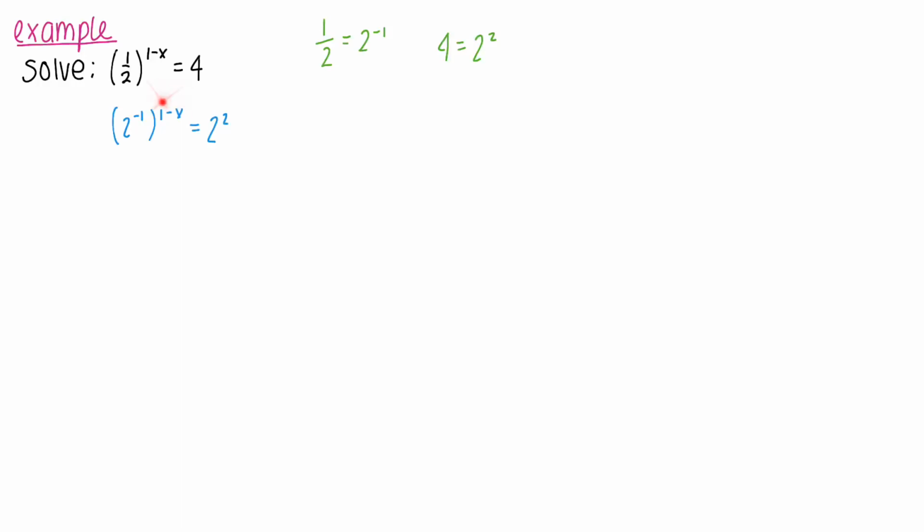So now we are going to multiply these together so that it's all one exponent. So that'll be negative 1 plus x. So what I did was negative 1 times 1 minus x. You get negative 1 plus x is equal to 2 squared. Now it's just a base and the same base on both sides, so we can set those exponents equal to one another. Negative 1 plus x is equal to 2. Add the 1 on both sides, and you get x equal to 3. And that's your answer.